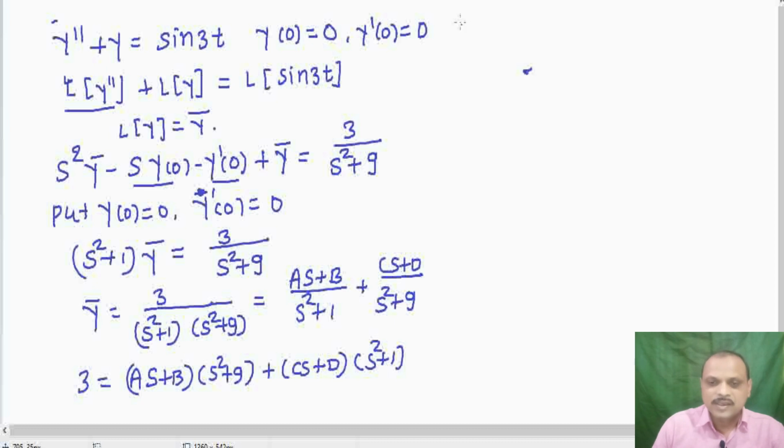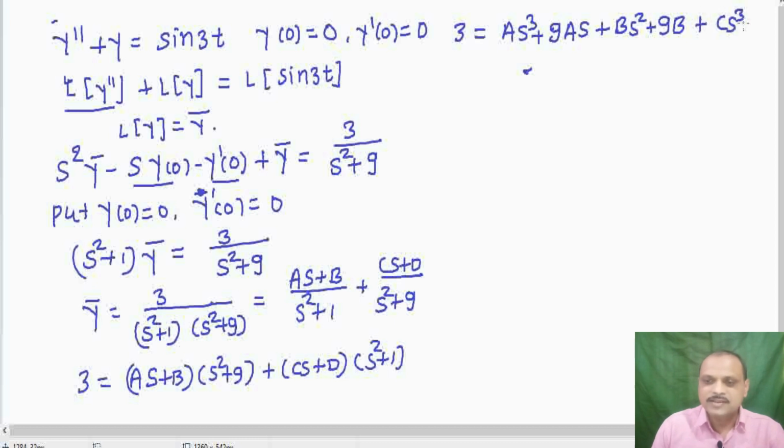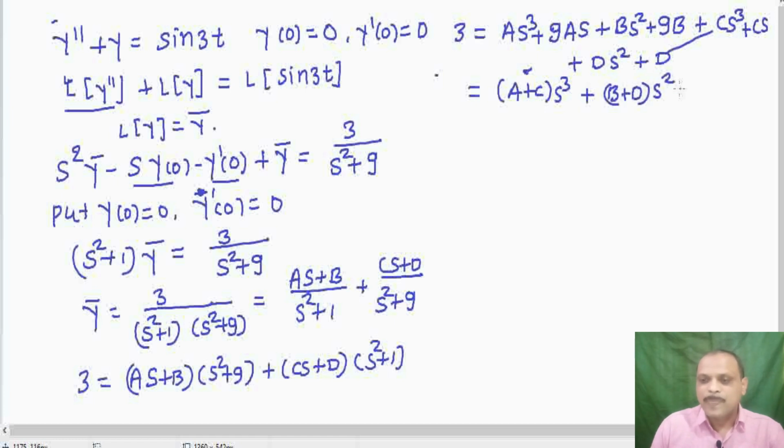3 equal to a s cube plus 9as plus bs square plus 9b plus cs cube plus cs plus ds square plus d, equal to a plus c into s cube plus b plus d into s square plus again 9a plus c into s, plus 9b plus d.